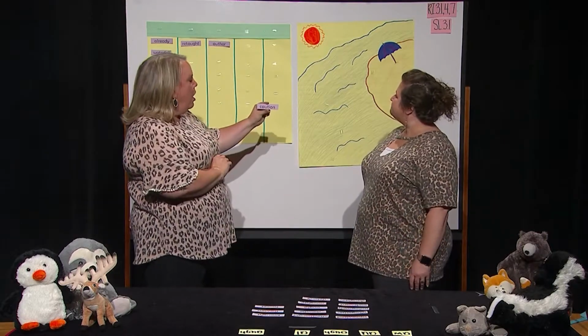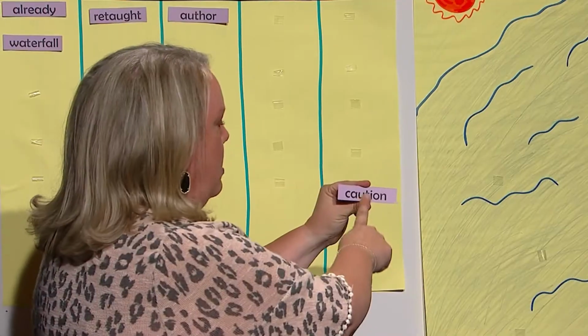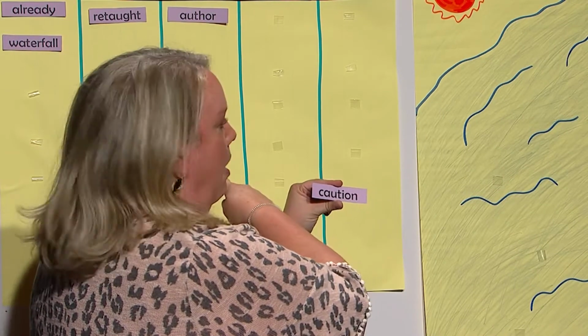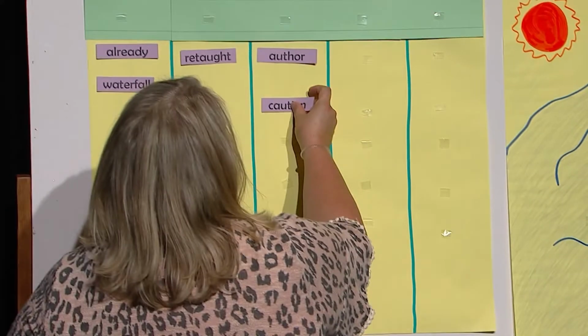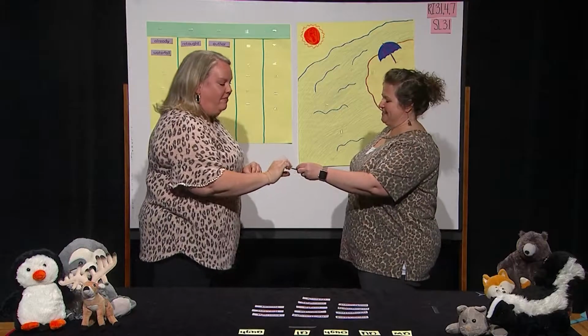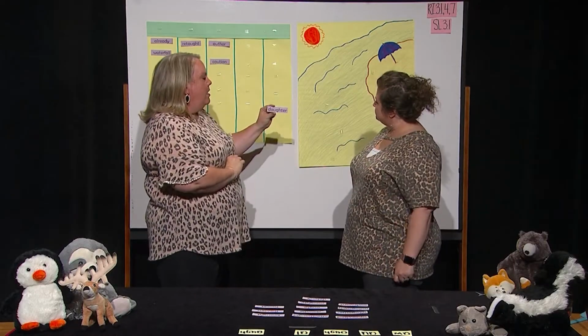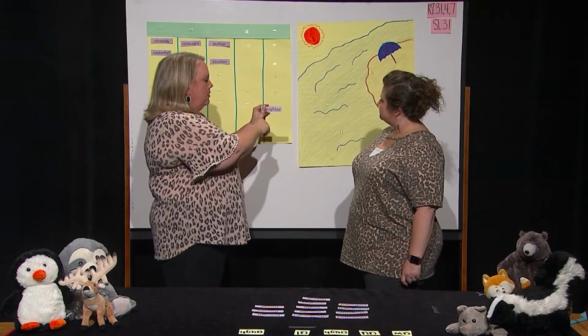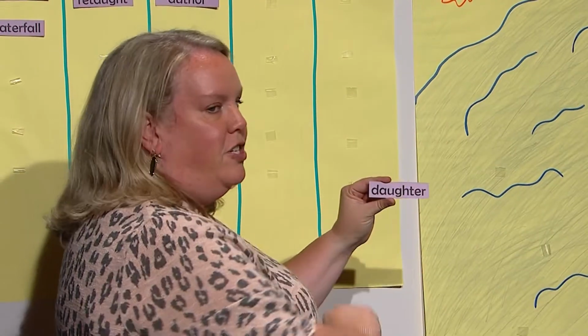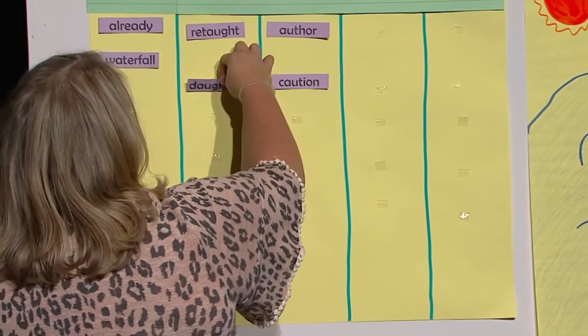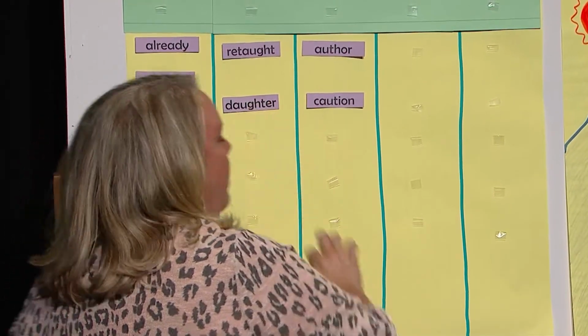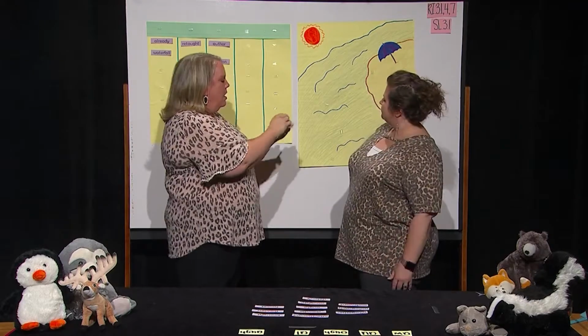I'm glad to help. Caution. There it is. AU, but no GH. Oh, it goes with author. Daughter. There's that GH. Scholars, did you see that GH? We have got to put that with retaught. Look at there. Y'all are doing awesome.